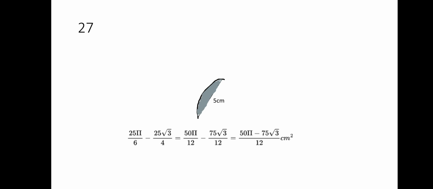And then finally, to work out the area of the shaded region, we need to subtract these numbers. So that would be 50 pi over 12 minus 75 root 3 over 12, which gives you 50 pi minus 75 root 3 all over 12. So that's the area of the shaded region, and we've left that in the form that the question wants us to answer it in.